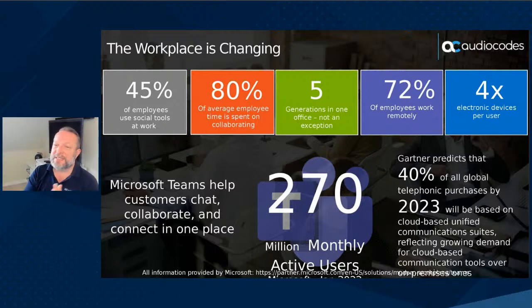And then the other statistic here is 4 times electronic devices per user. When I first saw it, I thought four devices, but then actually, I've got 2 mobile phones. They've both got Teams on them. I've got my laptop, my MacBook, my PC. I've got a desk phone, so it's no surprise. I mean, that's just me. I have 6 or 7 devices, and I do use them all. So it's actually not really that surprising that there are that many devices.